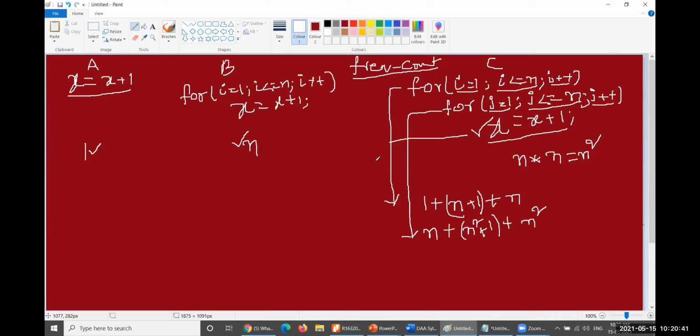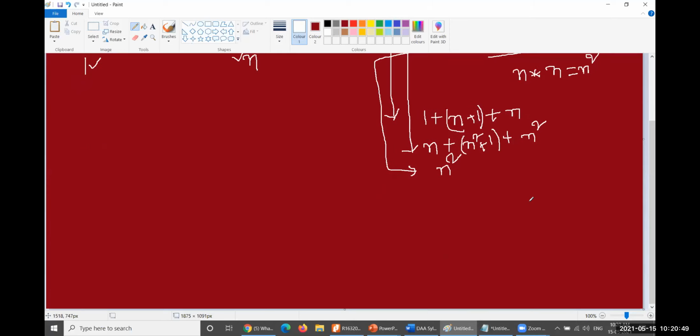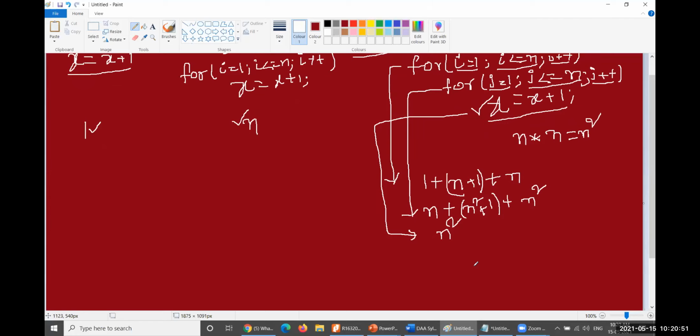How many times will this statement be executed here? It could be executed n square times. And if you calculate the frequency count for this whole execution: 1 plus n plus 1 plus n plus, so this is the first one. The second one is n plus again. So n square plus 1 plus n square times plus n square. If you calculate as a whole, that would be equal to 3n squares.